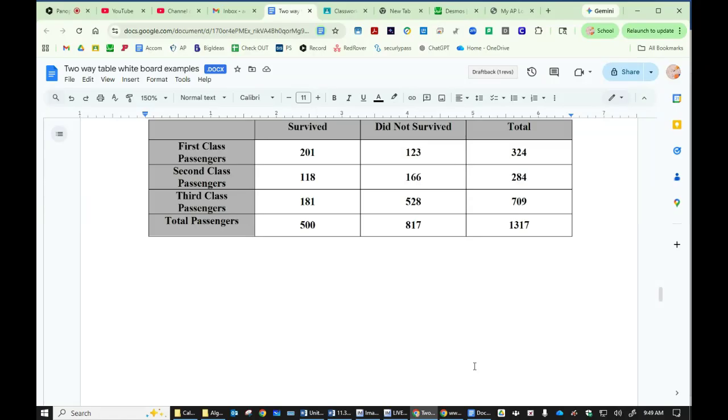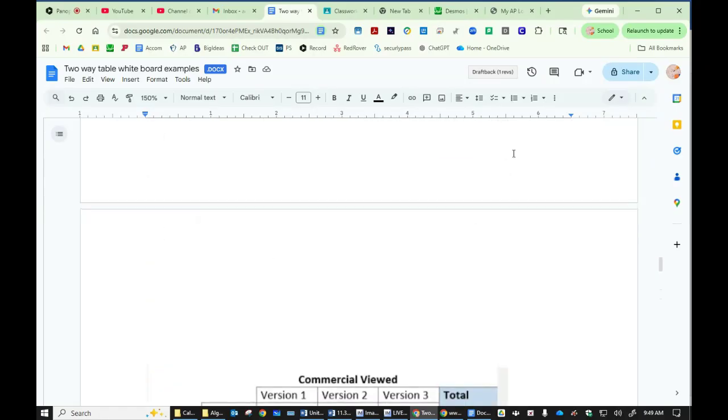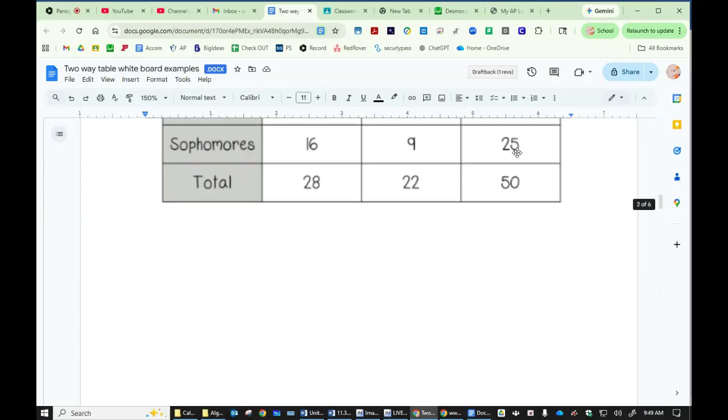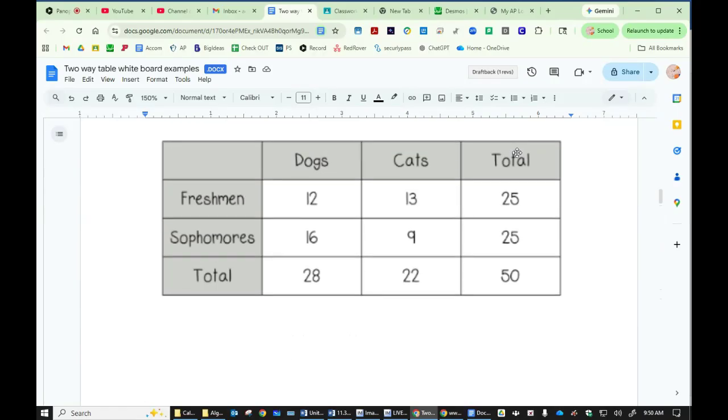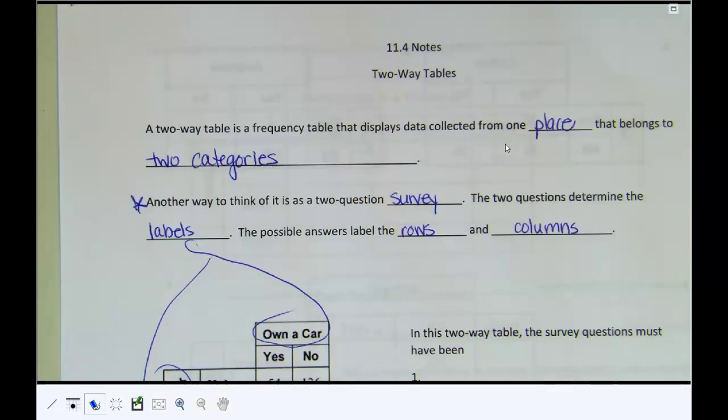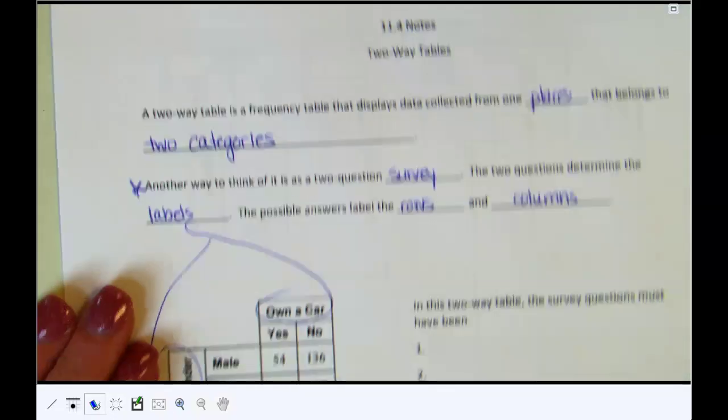Okay, let's look at this one. There we go. What's the first question they would have asked? Do you want a dog or a cat? Right? What kind of pet? What would be the other one? Freshman or sophomore. So you can imagine that this is like a survey. And if you can read it and think, oh, this is a survey, you're asking me a question that I'm giving two answers to, then that's really what we're working on here. Okay, a question or a survey that has two answers.